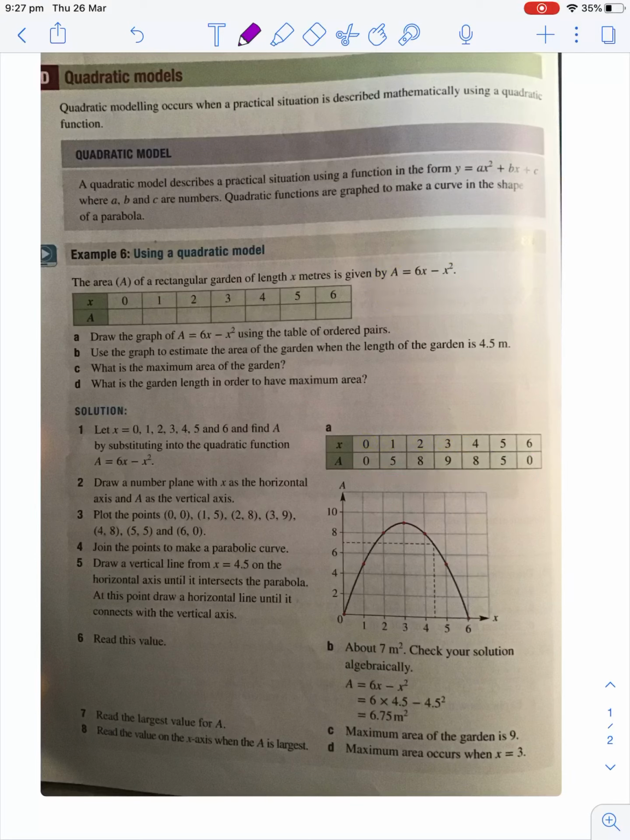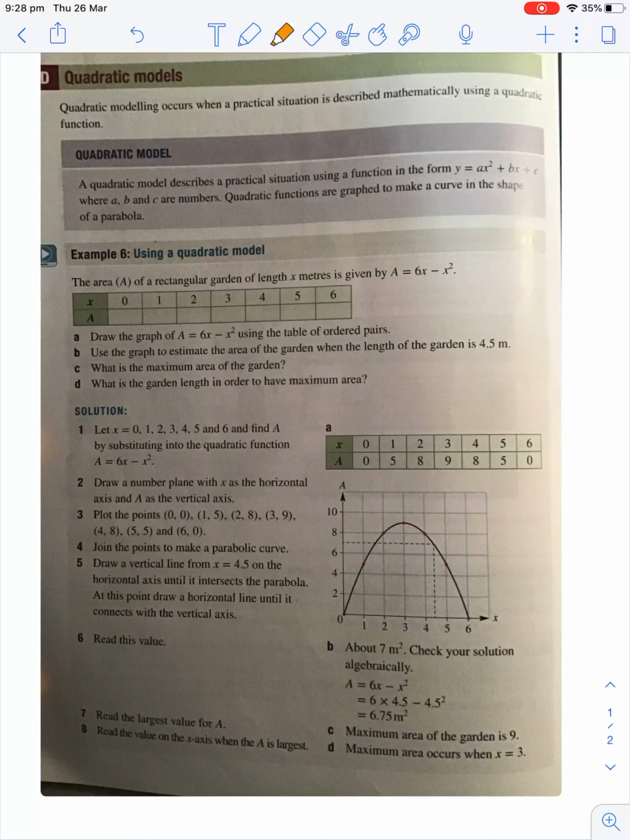And when we graph these, you can see these are our points right here. We can see that we get this sort of parabola. So there are our 7 points, and that allows us to graph this. Now notice that they've only shown the graph in the positive sections for both A and X, so both your X and Y axis. The reason is because the area of a garden is always going to be positive. You're only going to be dealing with these positive numbers here.